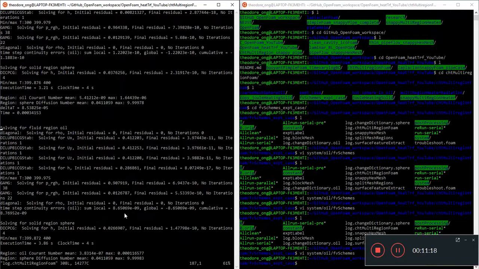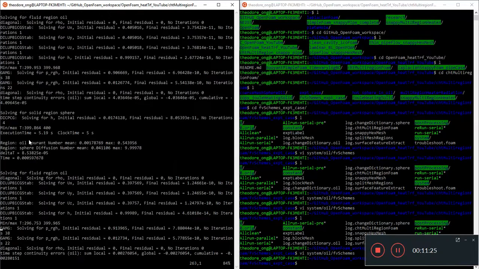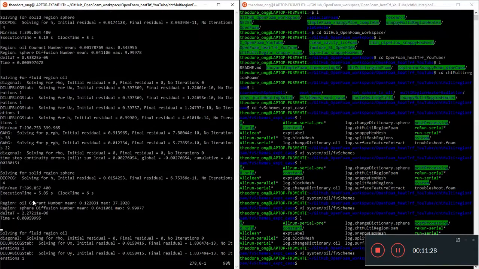Okay, because we see that for this very non-physical result, where you start to have cooling of the oil, so to speak, where the temperature drops below 300 degrees, you see the final residuals are below 1 times 10 to the minus 9 for all of them: the px, py, pz, ux, uy, uz, and h. So it looks like the residuals in the fvSolution dictionary were not the problem.